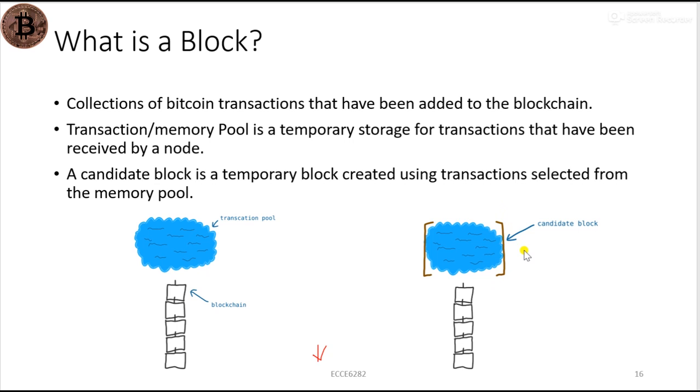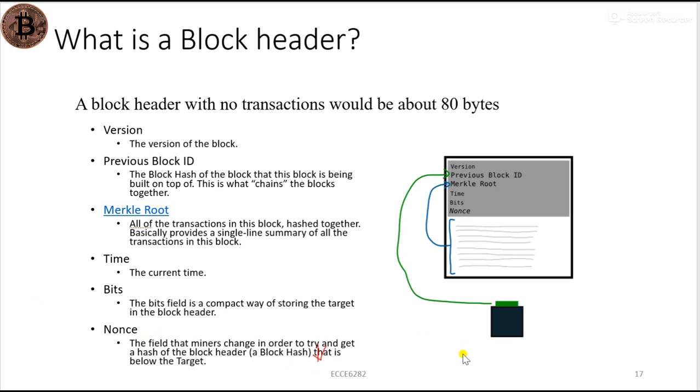Now what is a block header? Block header is actually metadata about the block. We can show it over here. What is there in the block header? Block header has different information. One block in the Bitcoin network is 1 megabyte. Out of 1 megabyte, we have 80 bytes of header, and the rest is all the transactions. So the size of the block header without any transaction is 80 bytes. Now there are different fields in the block header.